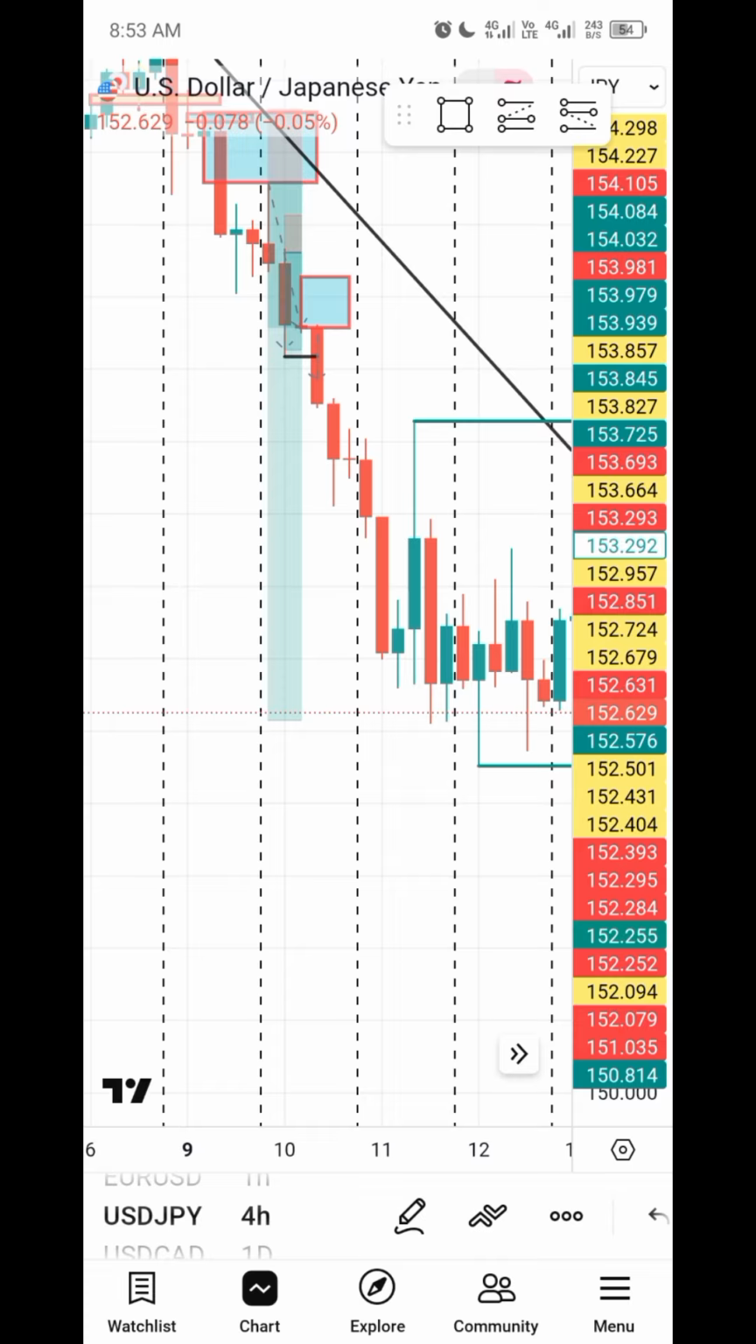Once you see the structure on the smaller time frame showing you where price is going, that is where you target. So that lower part is now your liquidity. That is a draw on price. That is where price is going to. Now let's go to the 1 hour time frame.